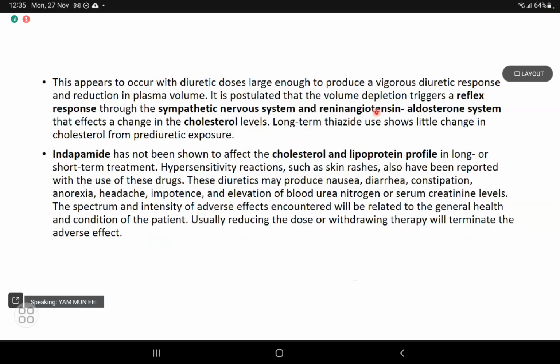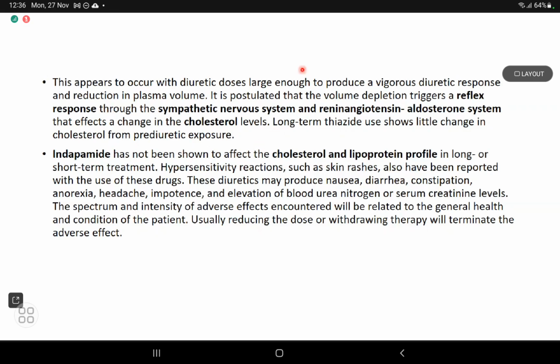So why may it cause cholesterol changes? Because of the reduction of volume, especially your plasma volume. Because of diuresis, you excrete a lot of water, then automatically your plasma volume is going to reduce. Then by doing so, it will stimulate your sympathetic nervous system and the renin-angiotensin-aldosterone (RAA) system. Once you activate these two systems, they will cause changes in your cholesterol. That's why you may see the cholesterol level increase after you use the drugs.